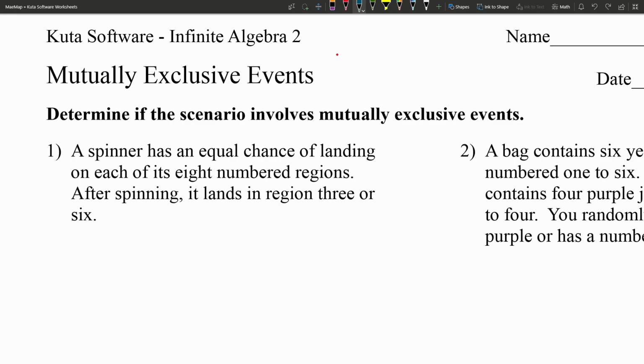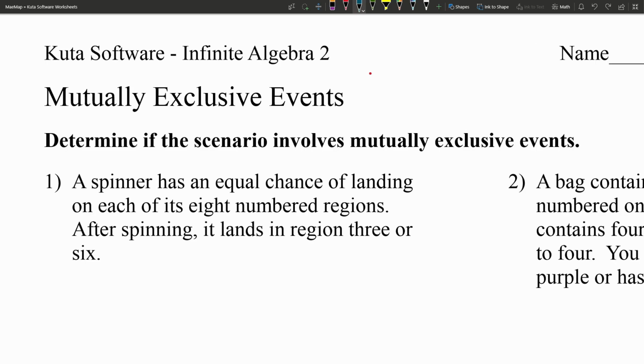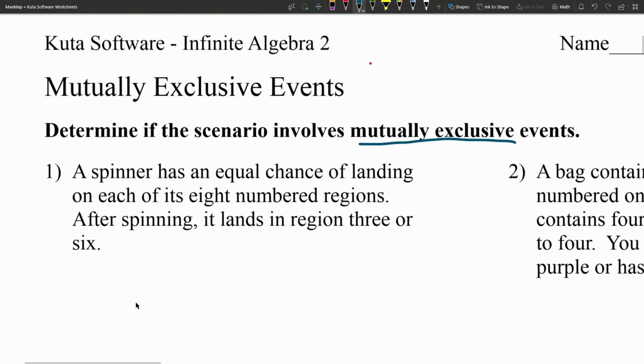Now, for our first set of directions, it says to determine if the scenario involves mutually exclusive events. So what exactly does this term mutually exclusive mean? Well, just as a refresher, mutually exclusive means that the events cannot occur at the same time. So there's absolutely no overlap between those events. So let's take a look at this in number 1.